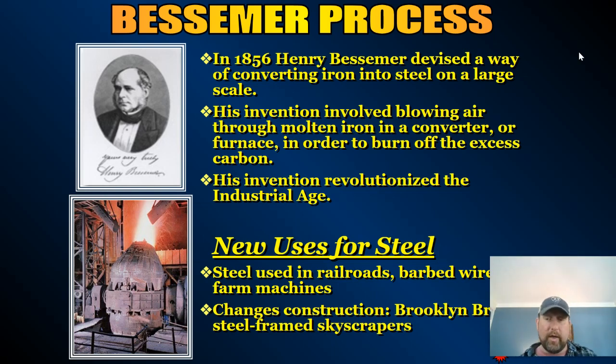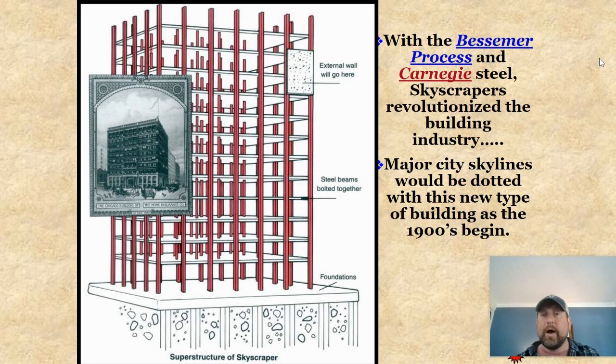Steel is used for barbed wires out west, which eventually is really going to kind of cause the death of the myth of the American cowboy, right? To build farm machines, to build skyscrapers, and of course for railroads, which are going to be so significant. Skyscrapers are going to begin to dot the skylines of major cities from New York to Chicago to San Francisco. And this is going to take place as a result of the Bessemer process, really kind of beginning about the 1890s into the 1900s.